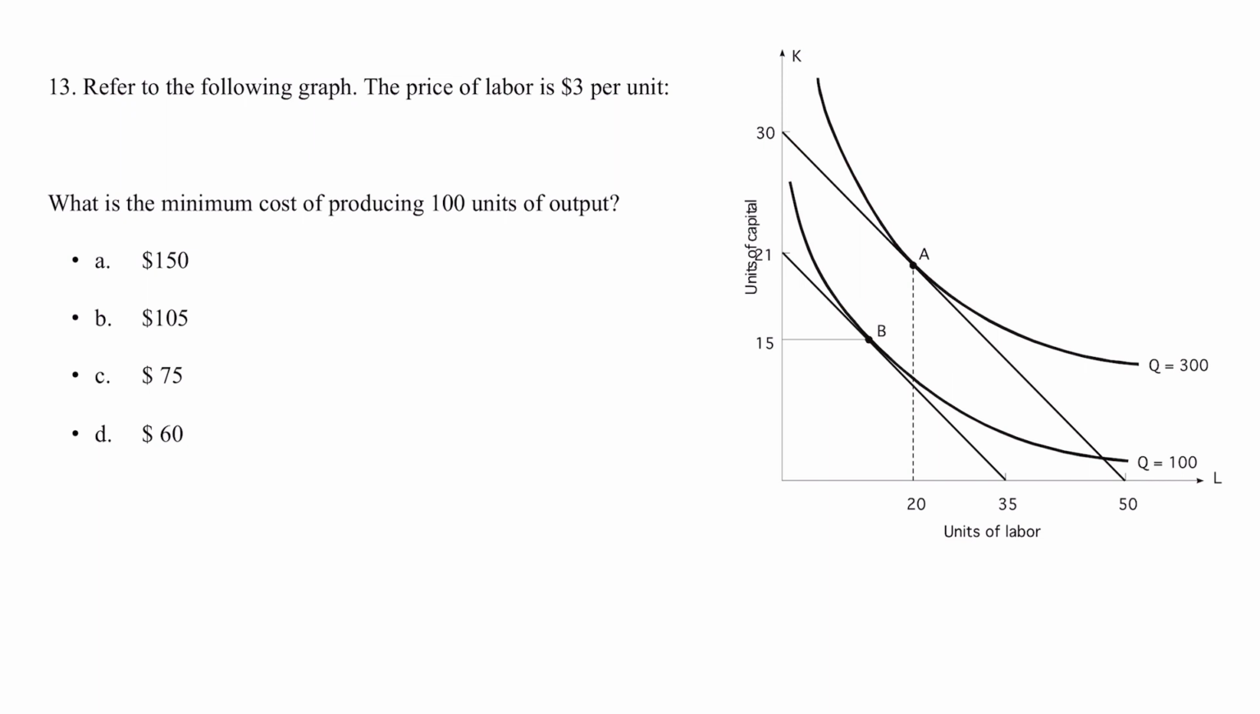Refer to the following graph. The price of labor is $3 a unit. What is the minimum cost of producing 100 units of output? So you find 100 on your isoquant. Just here. We look for the line where it's tangent, so it's not crossing, it's just barely hitting. And it uses 35 units of labor. So 35 times 3 is $105, which is B.